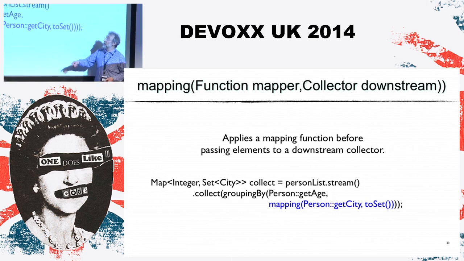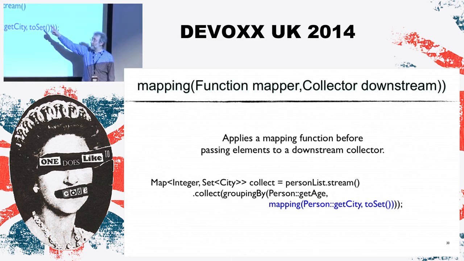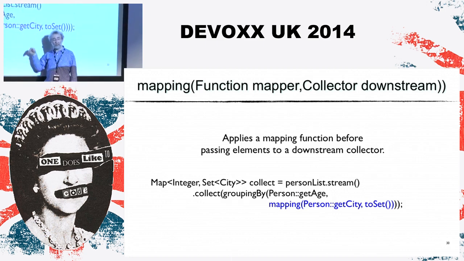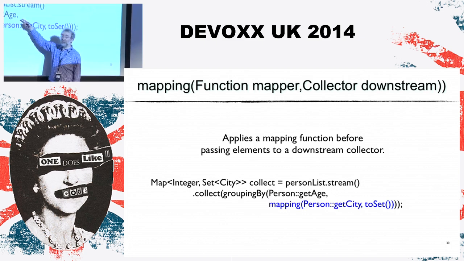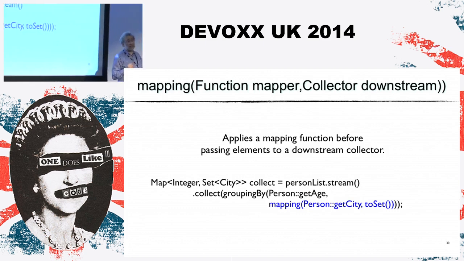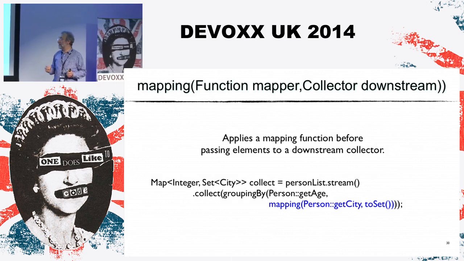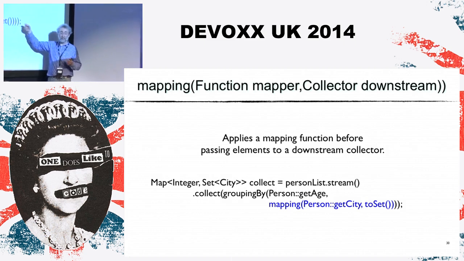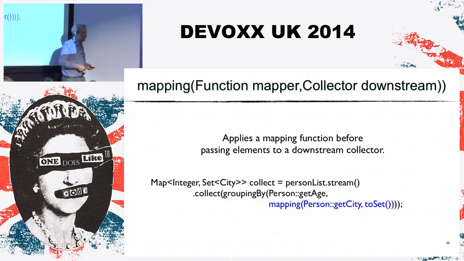In this case, we're getting the stream of persons. First of all, we're going to group them by age. So now we're getting parallel streams of persons classified by age. And then for each person, we're going to get the city that they live in. That's what the mapping does. And then it passes it to another downstream collector, in this case a set. So if we've got people aged 15, 23, and 37, we're going to get a set of the cities of the people aged 15, a set for the people aged 23, and a set for the people aged 37.